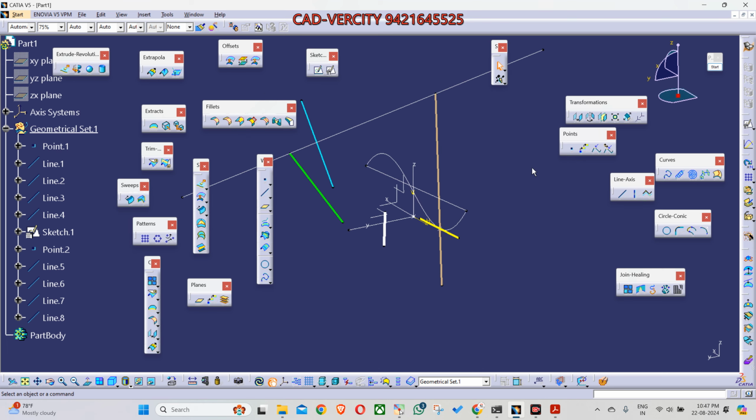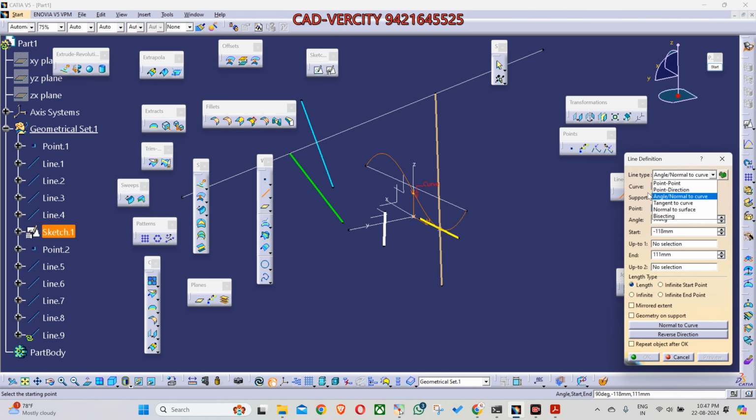Let's do one thing. I will do just a minute. Let's check your logic again. What is this? Normal to surface. What input will we need for normal to surface? We need one surface. Surface we need, sir.